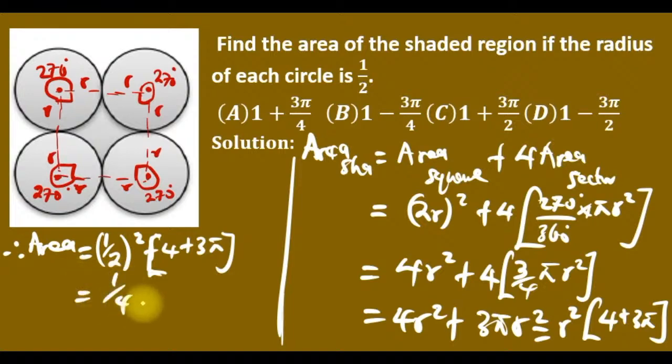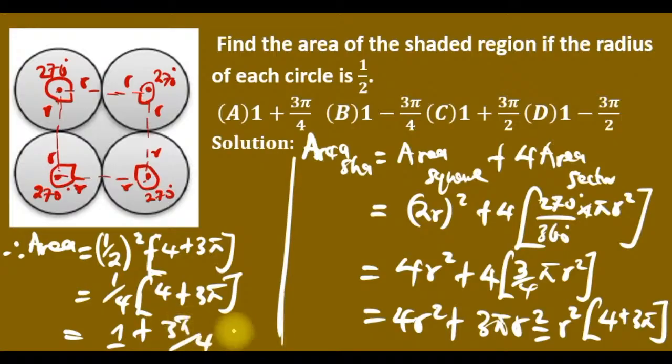So we have 1 over 4 times (4 plus 3 pi). So okay, the answer is not... Let's open up the brackets. 1 over 4 times 4 is 1. 1 over 4 times 3 pi is 3 pi over 4. So the answer is option A.